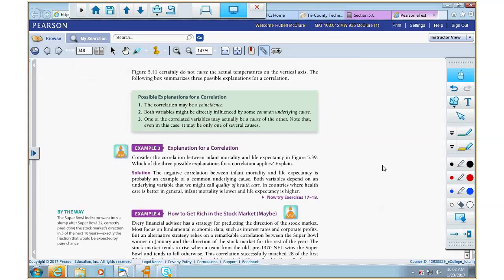The correlation may be a coincidence. Write this down. This is page 348. The correlation may be a coincidence. Both variables might be directly influenced by some common underlying cause. That would be your weight of your vehicle versus gas mileage.